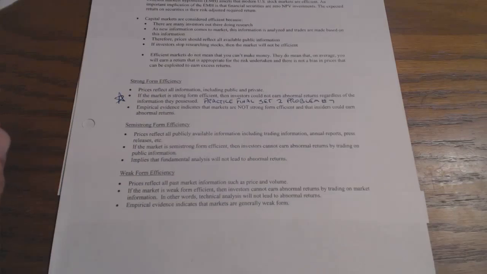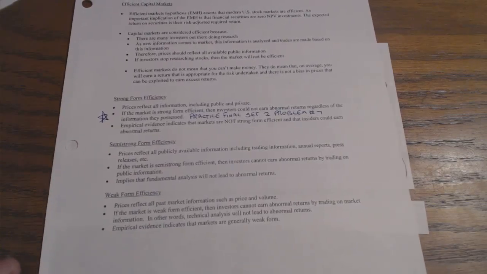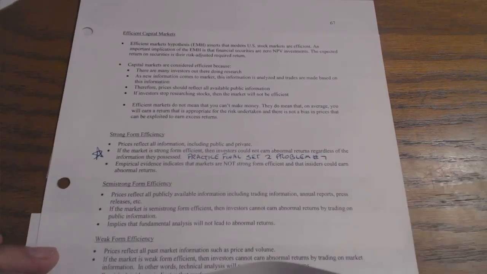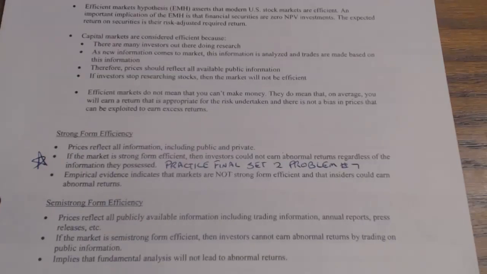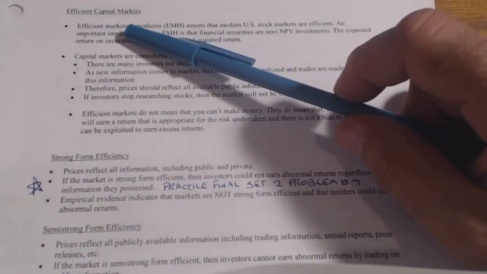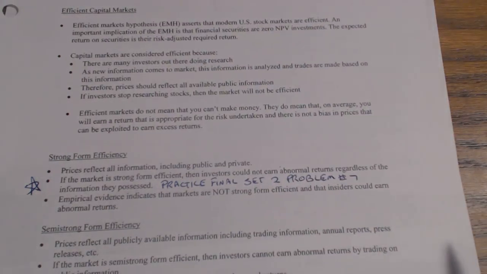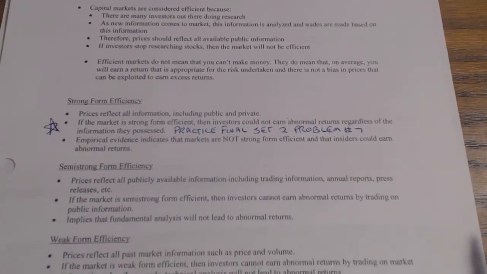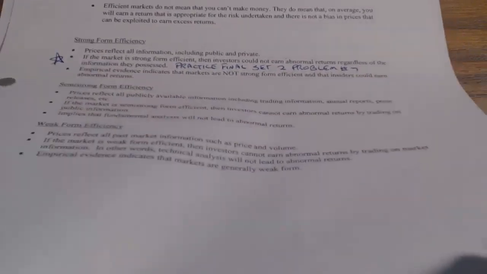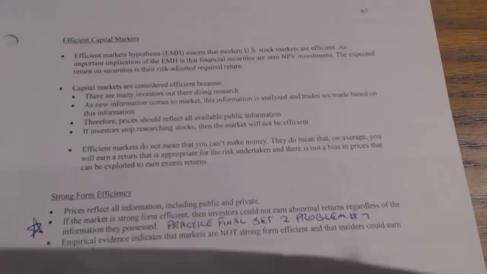is efficient capital markets. That's the title of the page. Efficient capital markets and then efficient market hypothesis, EMH. It goes through the different types of efficiencies, the strong form, the semi-strong form, and the weak form efficiency. This is on page 67 of your workbook.